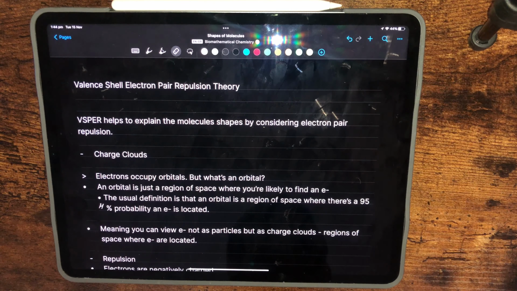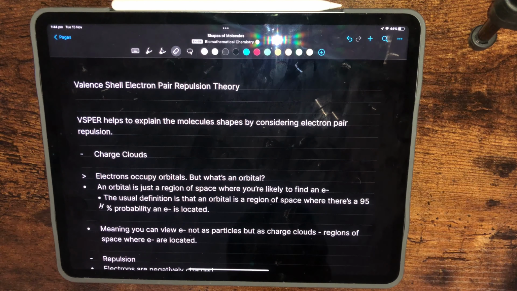Because they're much closer to one another, they repel each other much more than bonding pairs. The trend in repulsion strength from most to least, from 1 to 3: lone pairs repel lone pairs the most, then lone pairs repel bonding pairs, and then bonding pairs repel bonding pairs the least. These bonding pairs repel each other the least because they're usually the furthest apart from one another. They still repel, but it's not that strong compared to lone pairs repelling lone pairs or lone pairs repelling bonding pairs. And that's the trend in repulsion there.